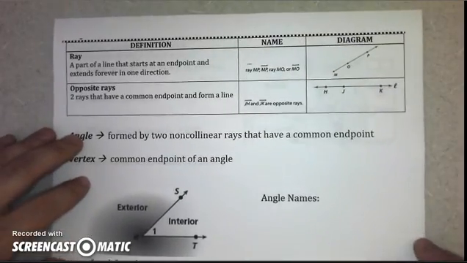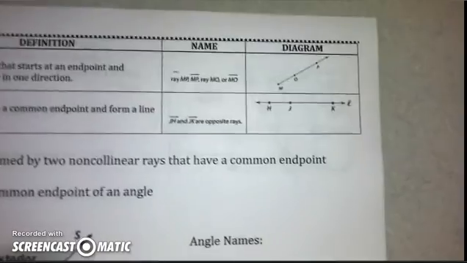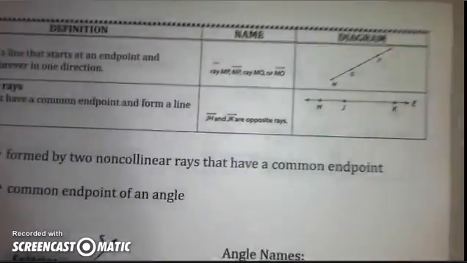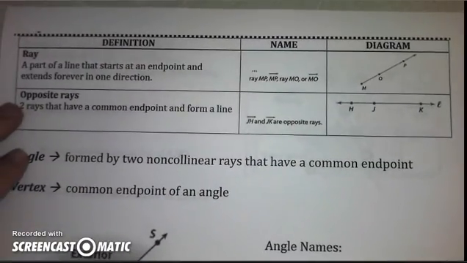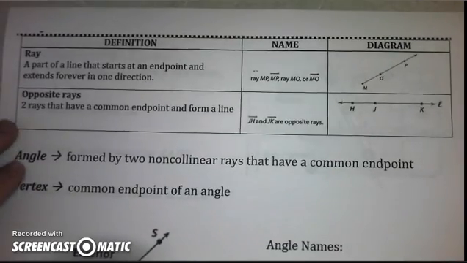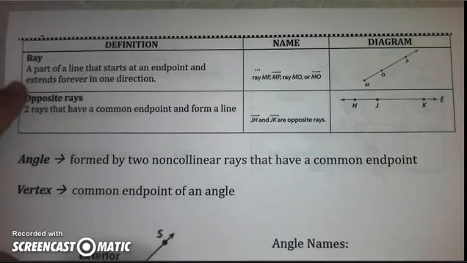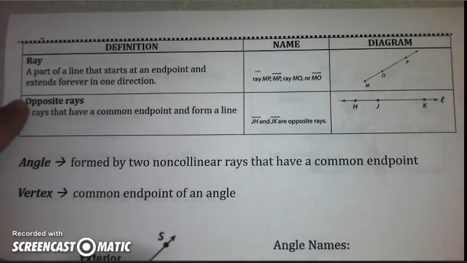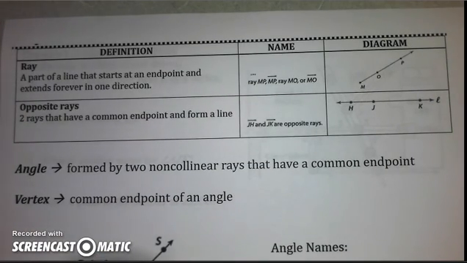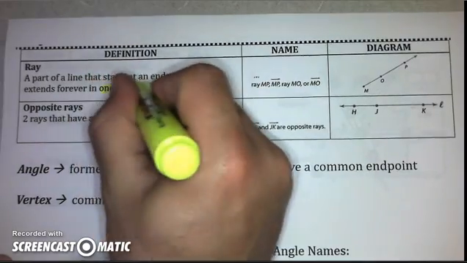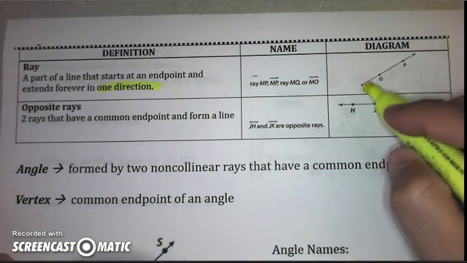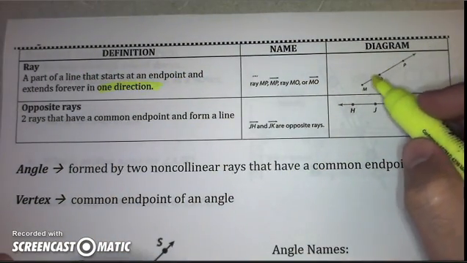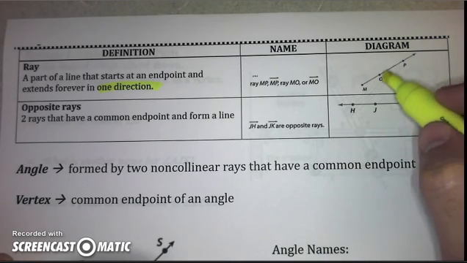All right, first, let me zoom in a little bit because it's a little small to read. Here we go. We are going to be taking a look at the words ray and opposite rays, and you might remember some of this from the past, but a ray is a part of a line that starts at an endpoint and extends forever in one direction. Okay, so as our diagram indicates here, this is a ray. We'd have an endpoint M going through points O and P.